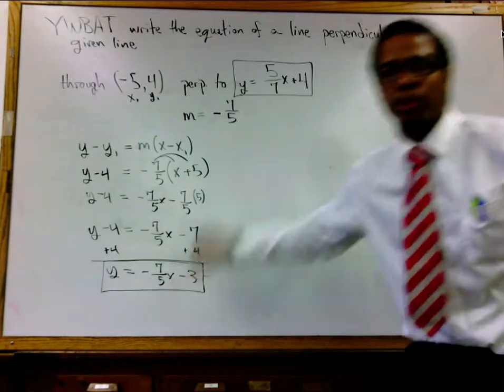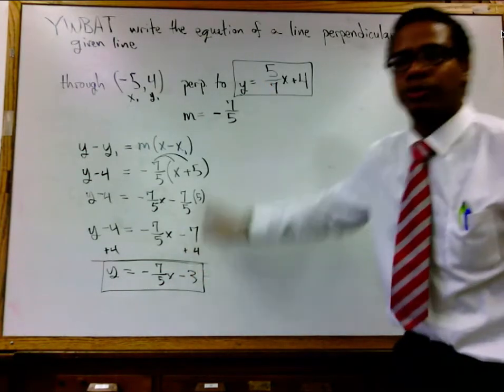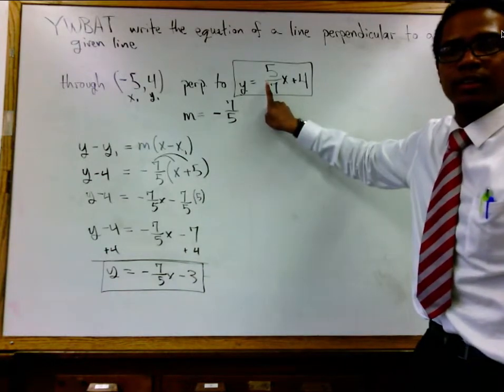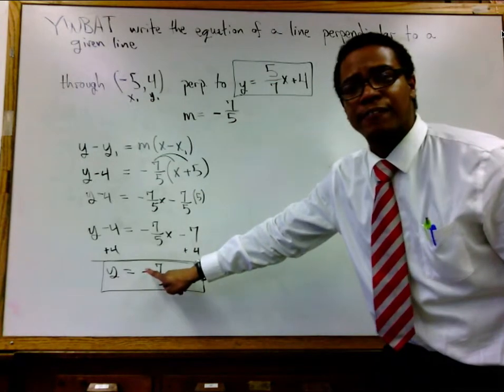So these two lines are perpendicular because they have opposite reciprocal slopes. The slope is positive 5/7. The slope of my perpendicular line is going to be -7/5.